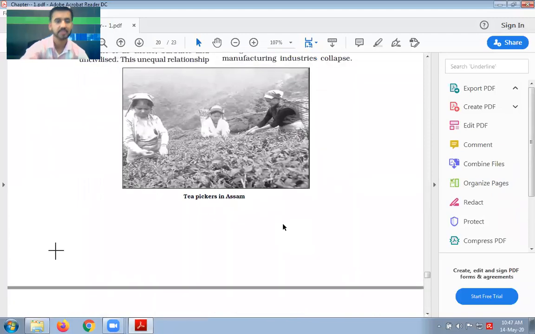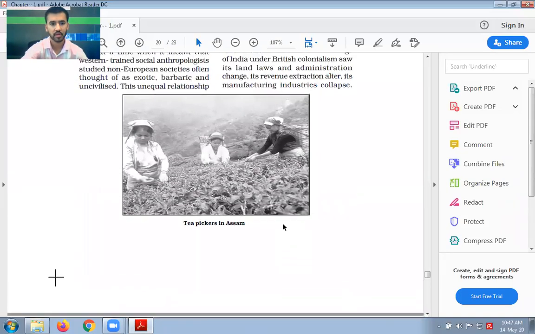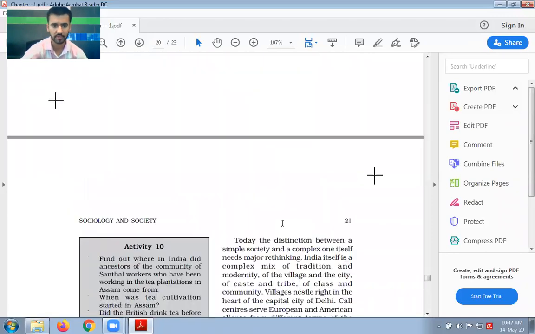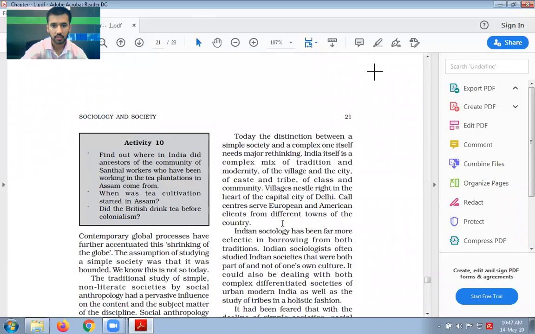यहाँ पे इस स्लाइड में टी पिकर्स इन असम क्यों नहीं है, क्योंकि उनकी स्टडी भी एक सोशल एंथ्रोपोलॉजी के अंडर आ जाती है, क्योंकि वो एक सिंपल सोसाइटी को बिलोंग करते हैं, वो एक ट्राइब को बिलोंग करते हैं, राइट? ओके. Okay, today the distinction between a simple society and a complex society itself needs major rethinking. और at this particular time हम बहुत सारी सोशियोलॉजिस्ट के लिए डिफिकल्ट हो गया कि कौन सी सिंपल सोसाइटी और कौन सी complex society है. ये भी एक it has become a major rethinking thing, right?